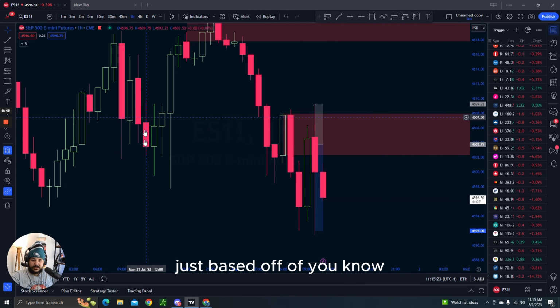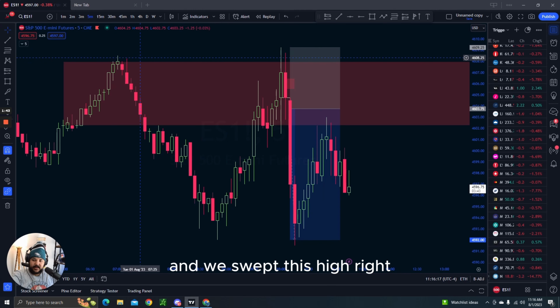We had a supply zone as well. So after we swept these lows, it was likely we were going to trade into the supply zone here and most likely reject from here. So this was a point of interest for me. We went into the open and we swept this high, right above the supply zone.